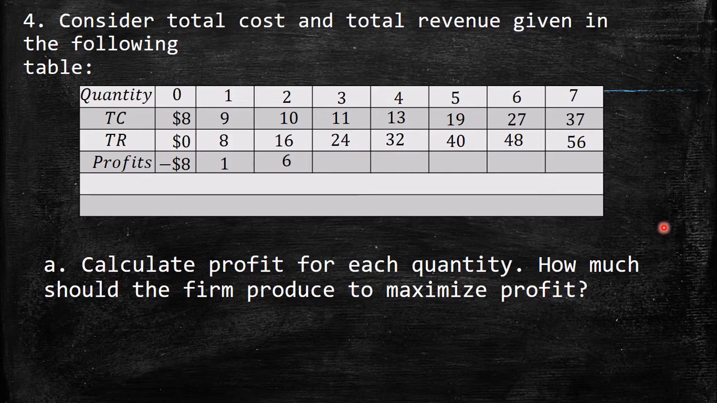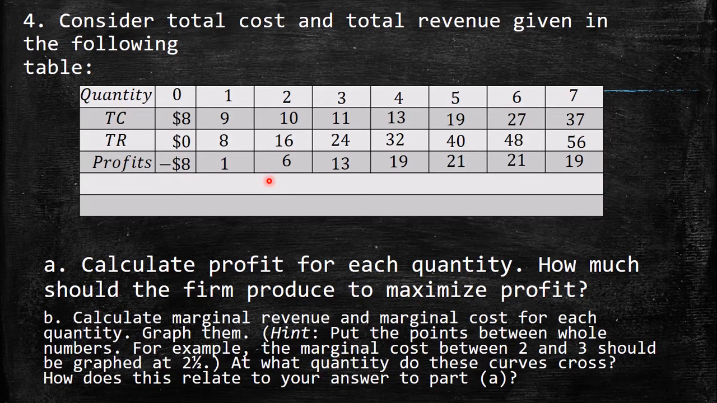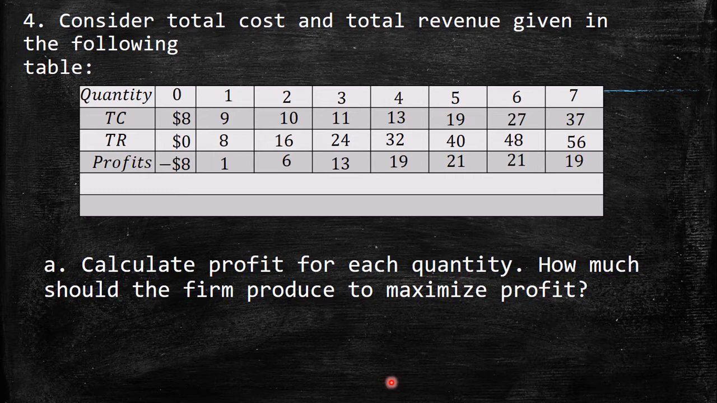I'm really sorry, this is completely wrong. 8 minus 9 minus 1, sorry. 6, 13, 19, 21, 21 as well here, and 19. Then, how much should the firm produce to maximize profit? So you go here, there are two, the quantity 5 or 6.